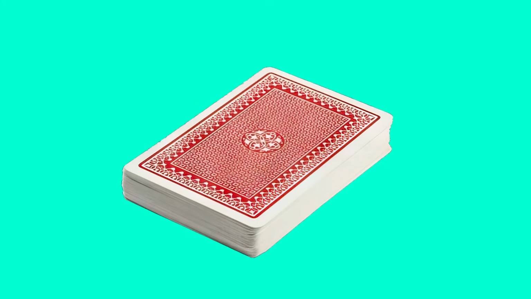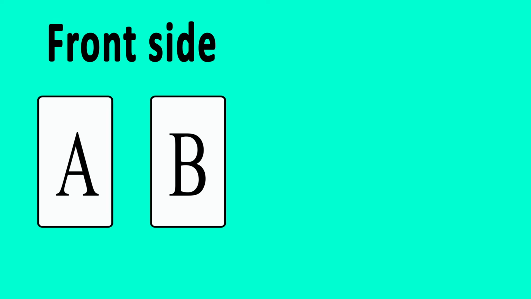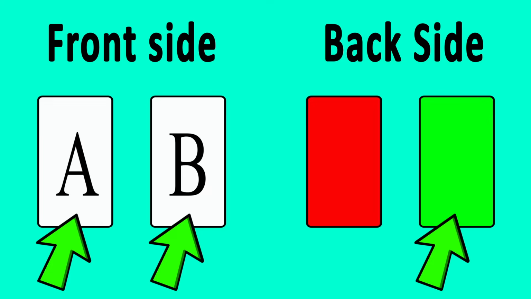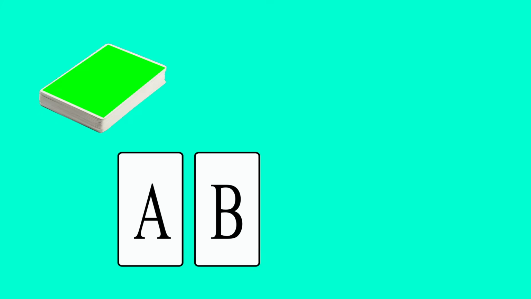Imagine that I have a stack of cards. Each one of these cards has a letter on one side and a color on the other side. The letter is either an A or a B, the color is either green or red. I set 4 cards out in front of you, 2 face up, 2 face down.